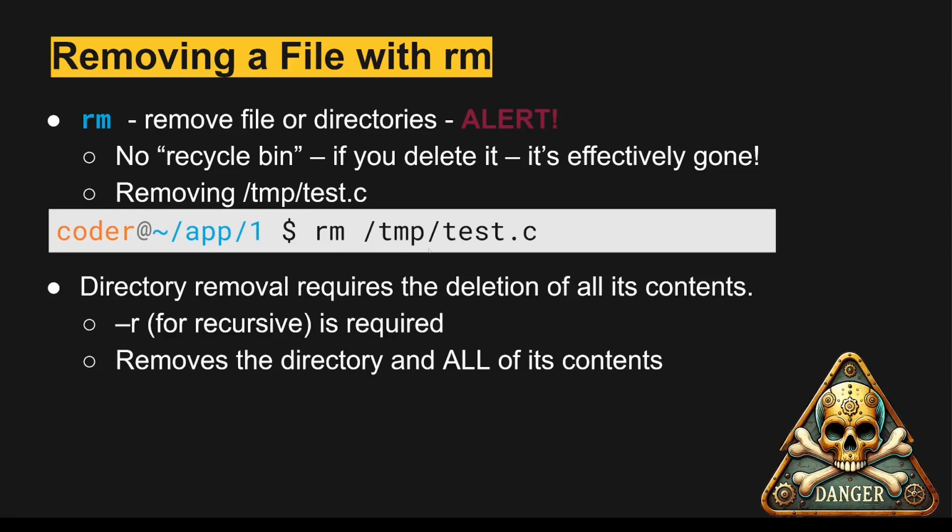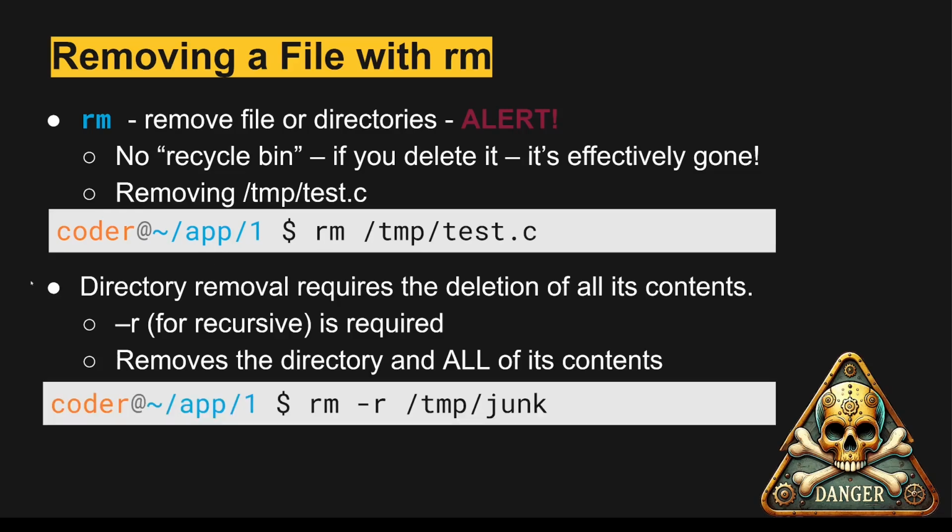So we have rm /temp/test.c. Directory removal. To remove a directory, which includes all of its contents, we need to use the -r with it. It's required. And this recursively removes all the directories and subdirectories within that directory in a single command. This is even more dangerous than the other one, because if you did this from the wrong spot, you could remove things that you're not expecting. Be very careful when using it.